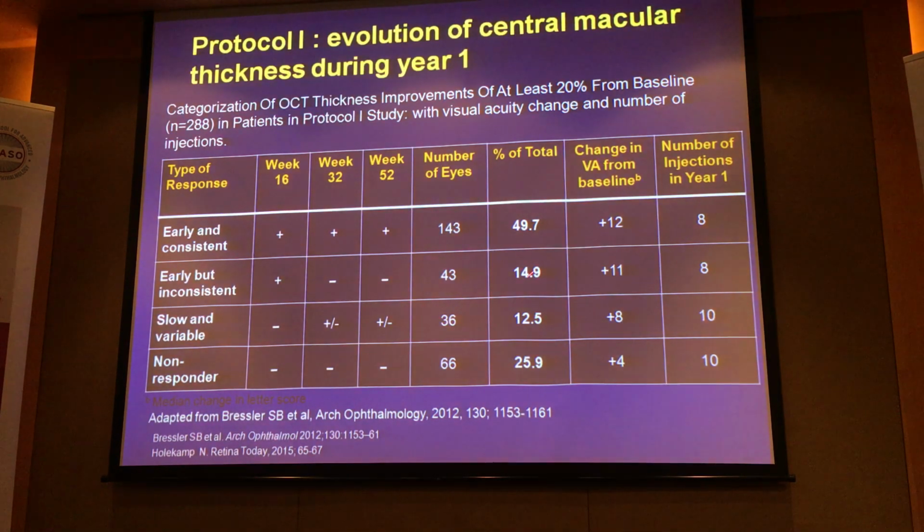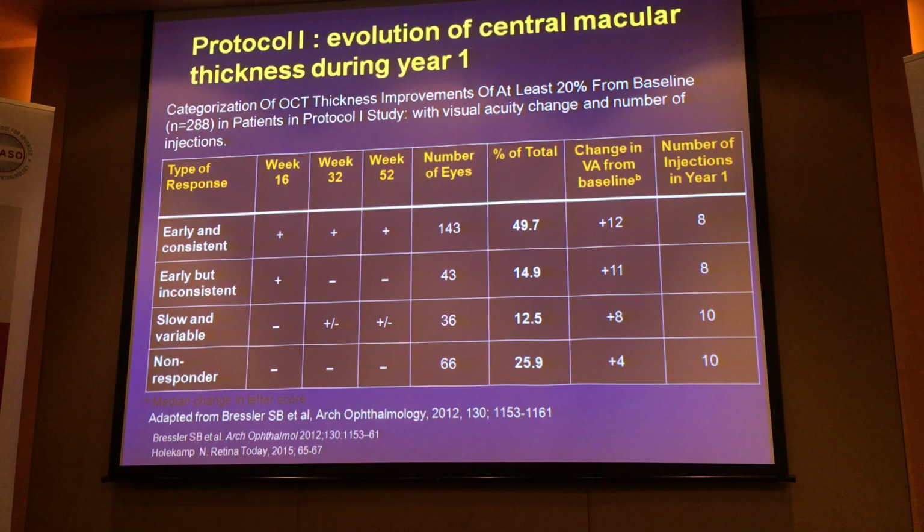And then there were these two groups in between. Early but inconsistent. That means in 3 months or so, within 3 to 6 months, fluid had gone away, but it kept coming back. The other group was slow and variable. You don't see the response until later, maybe in the second half of the year. So obviously there is quite a wide spread of response patterns. How are we going to know whether the patient will be first group or in the last group?